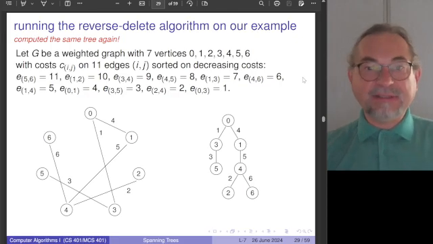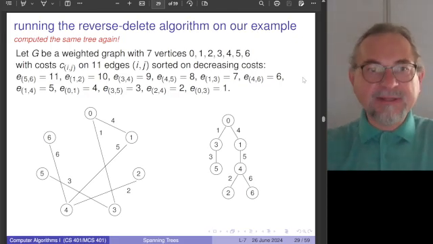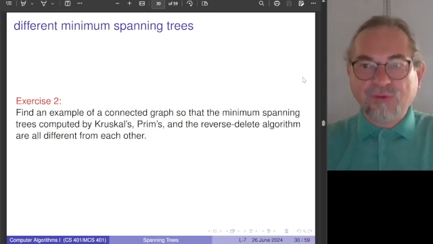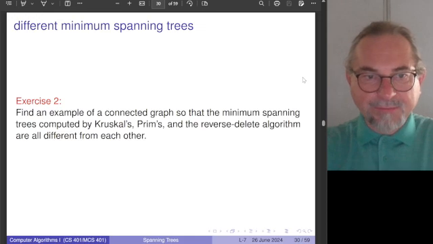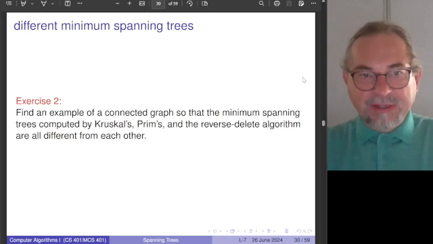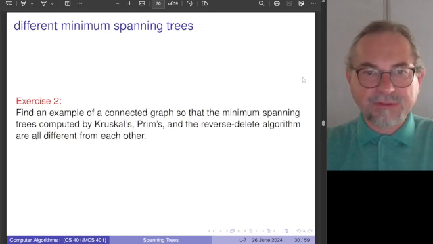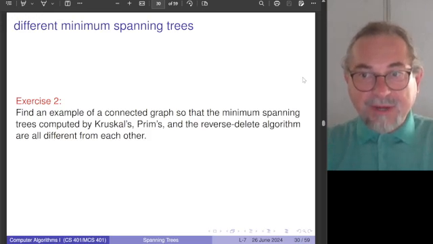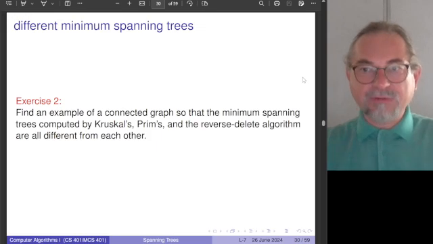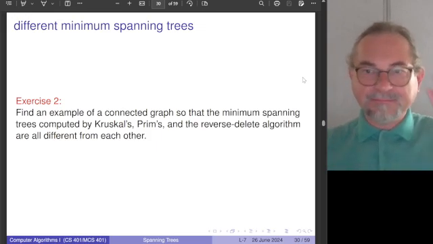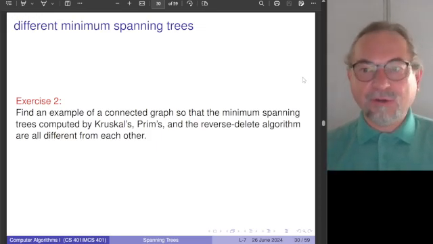Same tree. Now this is a simple example, and the next exercise asks you to consider an input, a connected graph, where the three algorithms come up with three different spanning trees. I would suggest to think about graphs where all the edge costs may be the same. So that might give you a hint on how to find a solution for this problem.